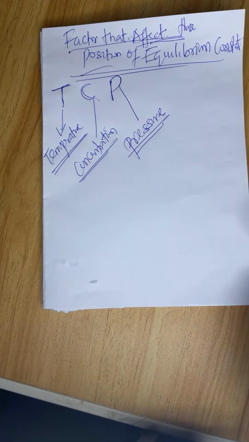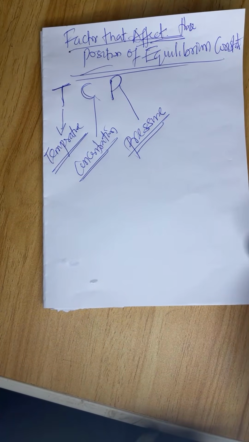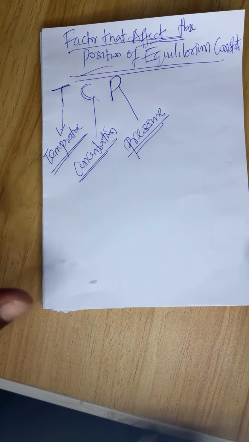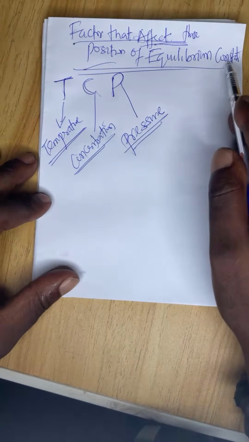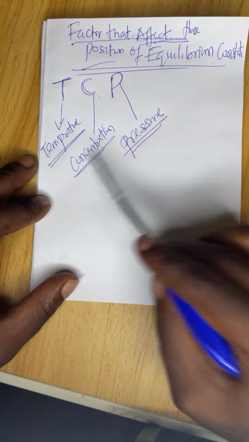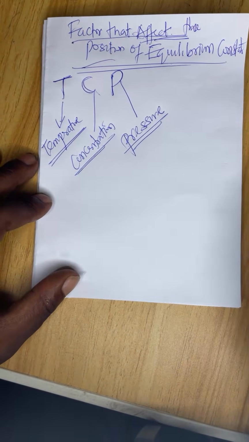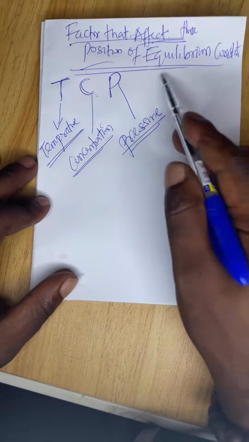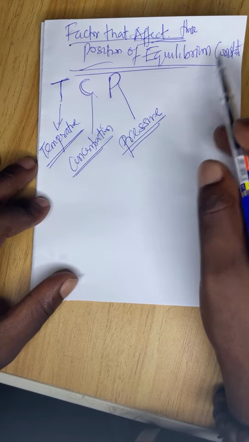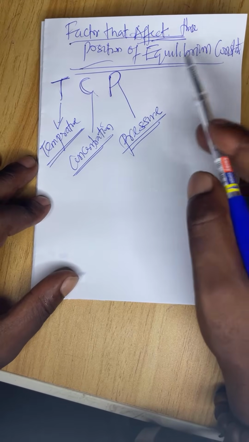Now, before we delve into this, please, JAMB question. Which of the following is not a factor that affects equilibrium constant? A, temperature. B, concentration. C, pressure. D, catalyst. Please, catalyst does not affect equilibrium constant, but it can affect the rate of forward reaction.